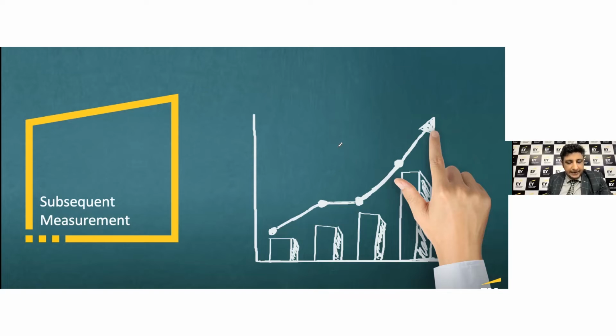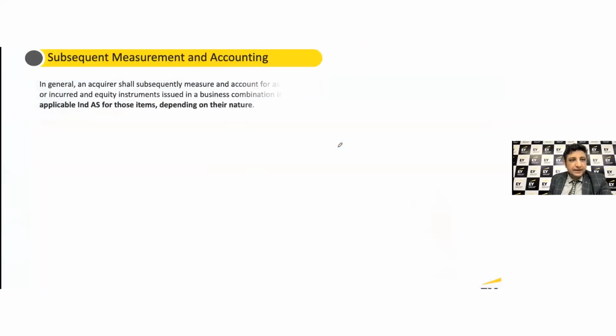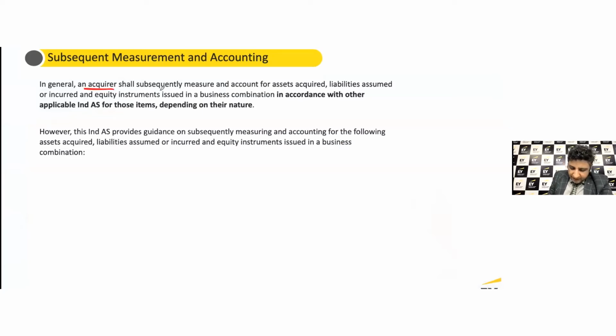We talked about, if you recollect, the contingent consideration, for example. We talked about also indemnification assets, indemnification items. We talked about contingent liabilities, right? So all those aspects, how do we deal with those, is covered in this brief section of subsequent measurement. We say that an acquirer shall subsequently measure and account for assets, liabilities, and the equity instruments as per the relevant Ind AS, right? Depending on what is the character of those respective items.